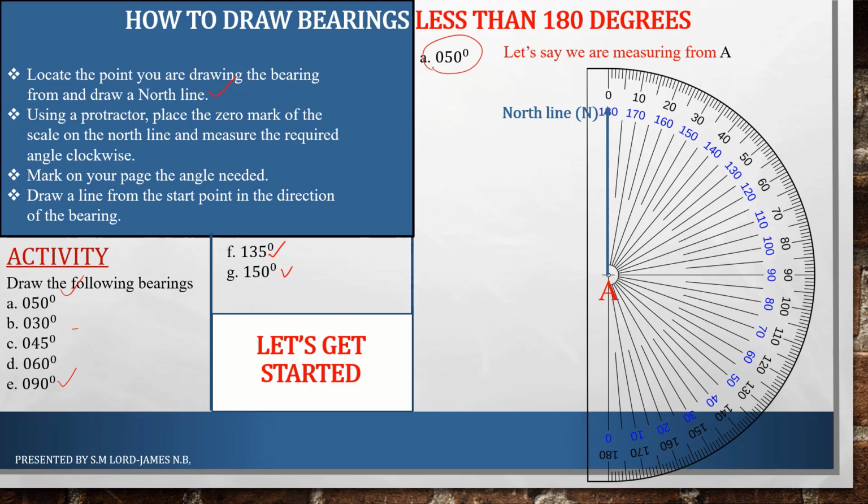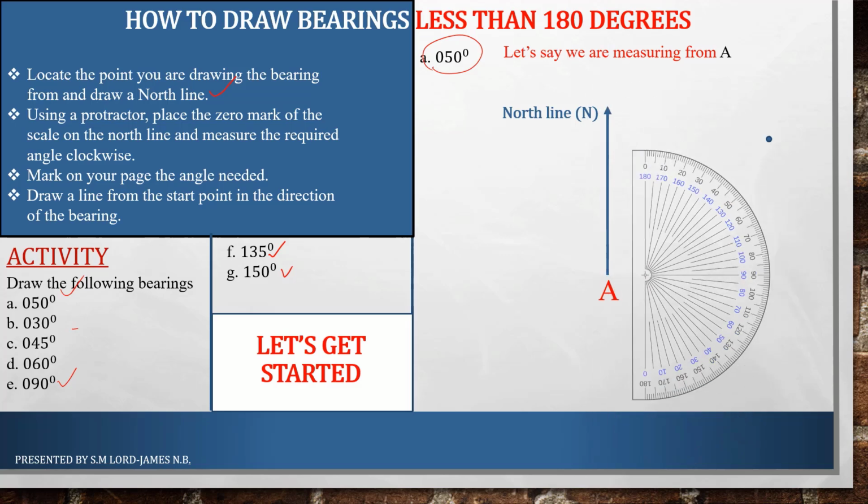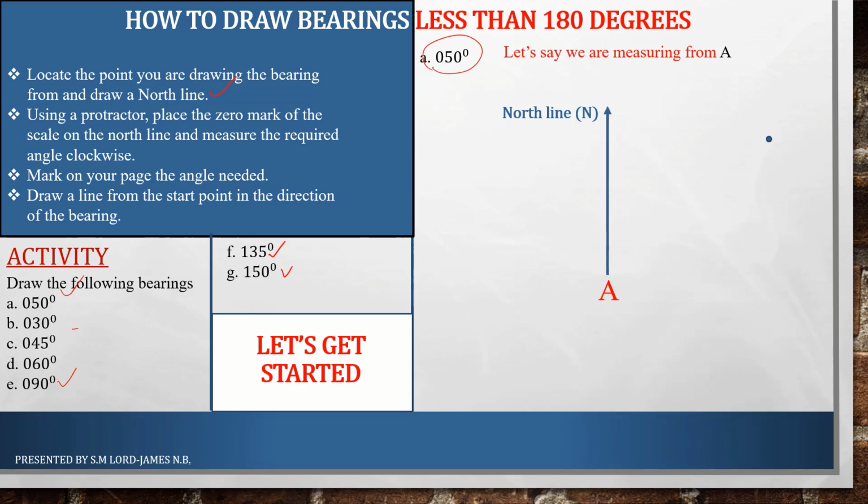We have 0, 10, 20, 30, 40, 50. So it means this is our point of interest. So let's mark it. That's our point of interest. Then you carefully remove your protractor and we link the point from A to our point.